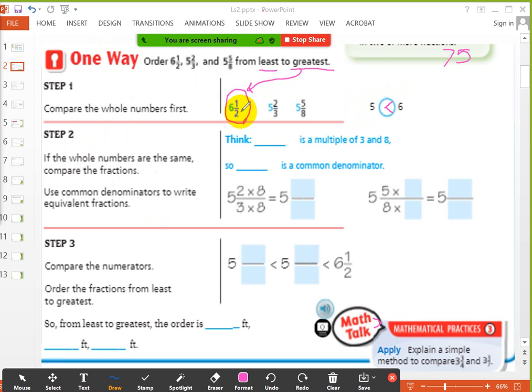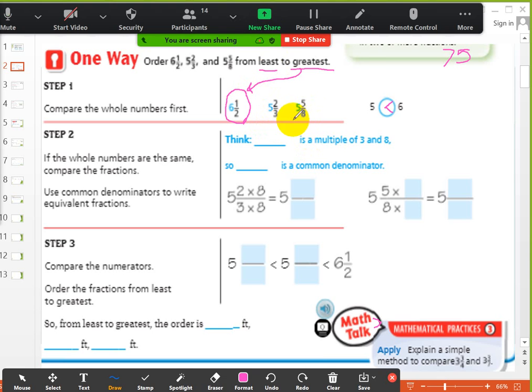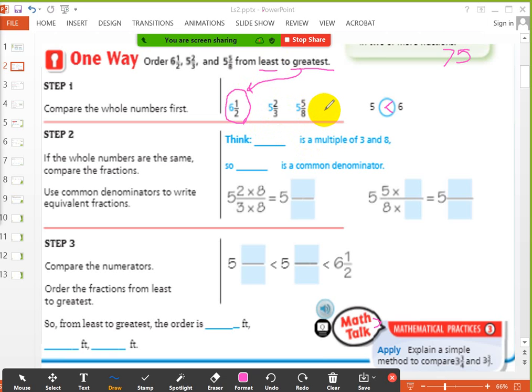So this number is the greatest number. Now, how will I compare those fractions? To compare them, I will make the denominators the same. Can I do that? Yes, because I can make 3 and 8 the same number.